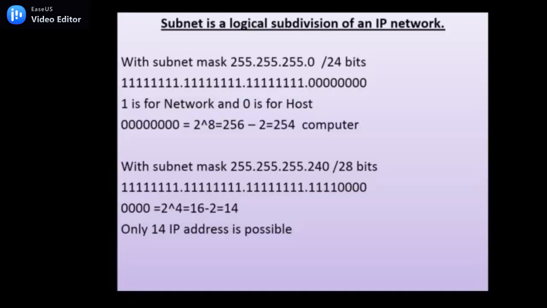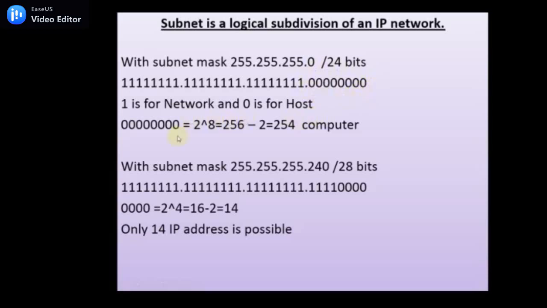So let's go forward. Here I am talking about subnetting. What is a subnet? A subnet is just a logical subdivision of an IP network. Let's try to understand this. When we talk about class C, we use the default subnet mask 255.255.255.0. This means the 0 is for the host and these 24 bits are for the network. So only 8 bits are left for our host.